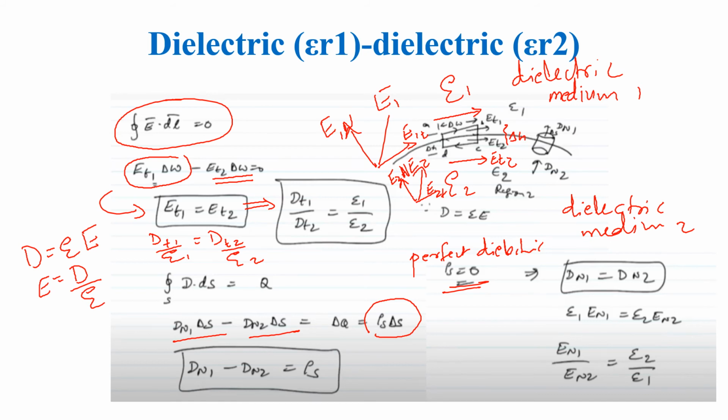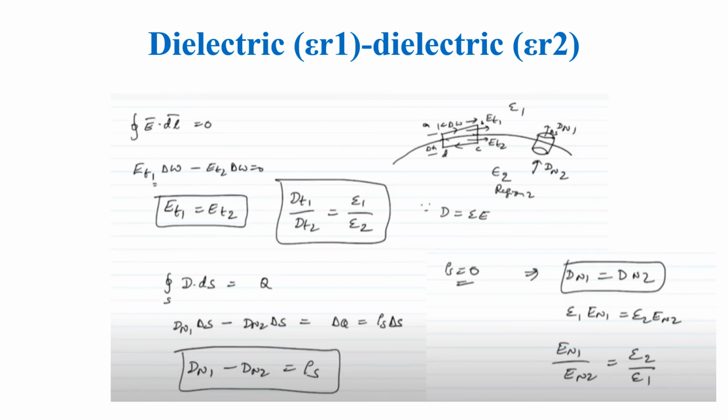Now again, using the expression D equal to epsilon times E, Dn1 can be replaced by epsilon 1 En1 equal to epsilon 2 En2. Or taking the ratio, En1 by En2 equal to epsilon 2 divided by epsilon 1. That is the ratio of normal components of electric field. So we got the boundary conditions for the normal component and tangential component across a dielectric boundary. So En1 by En2 equal to epsilon 2 by epsilon 1.